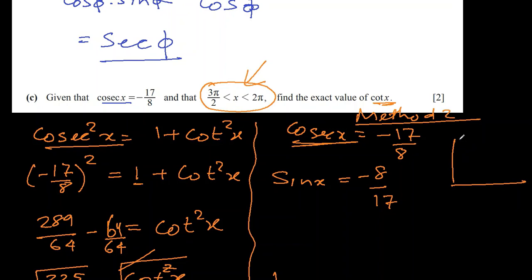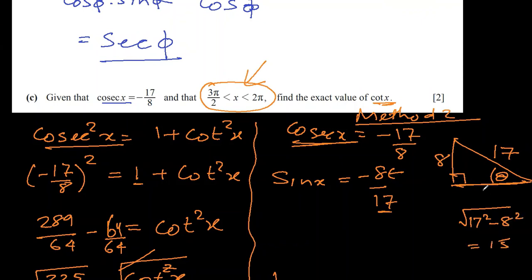So we'll just focus on a triangle and we'll assume that this triangle is in the fourth quadrant. Sine is opposite over hypotenuse. So if this is theta, this will be 8 and this will be 17. By the Pythagorean theorem, we can find the third side, which is the square root of hypotenuse square minus the other side square, which is 15.